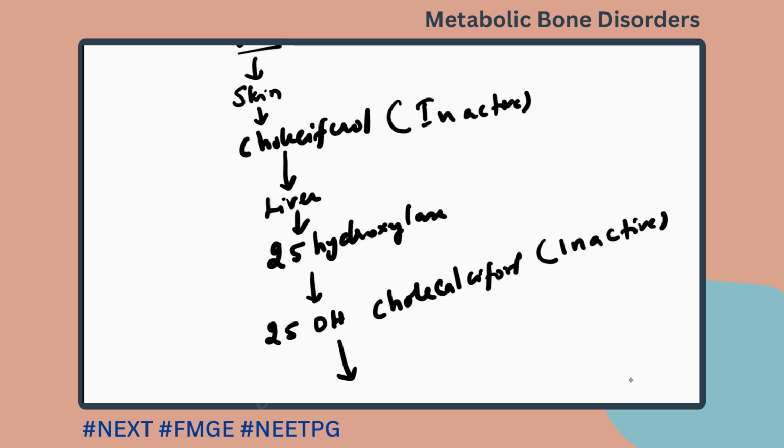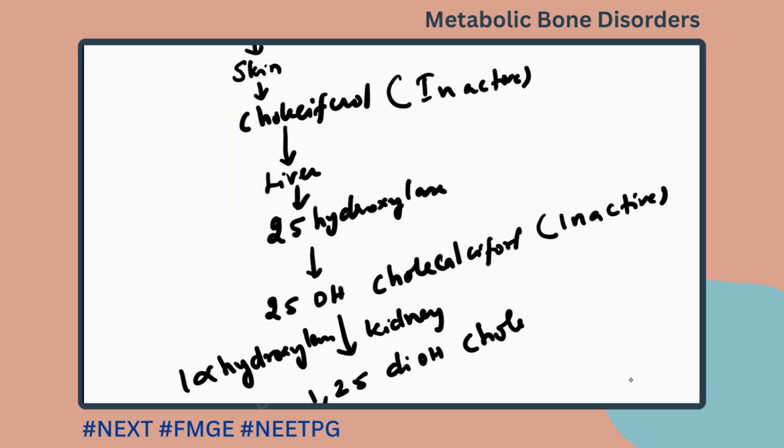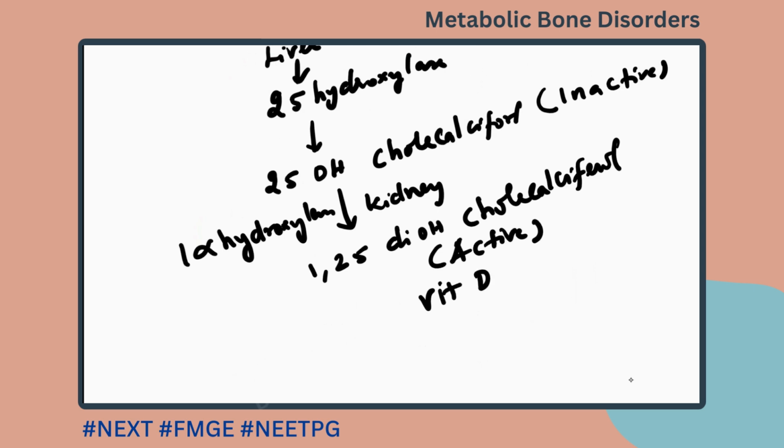This inactive form in the kidney is acted upon by 1-alpha hydroxylase and converted into 1,25-dihydroxycholecalciferol. So this dihydroxycholecalciferol is the active form. It is also called vitamin D3. So vitamin D3 is the active form, also called 1,25-dihydroxycholecalciferol.